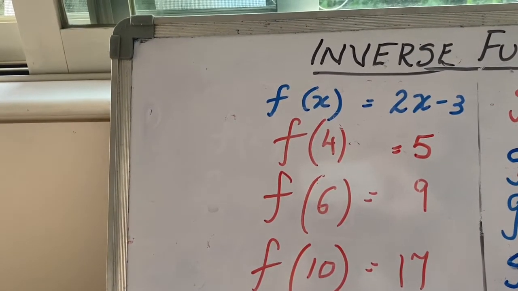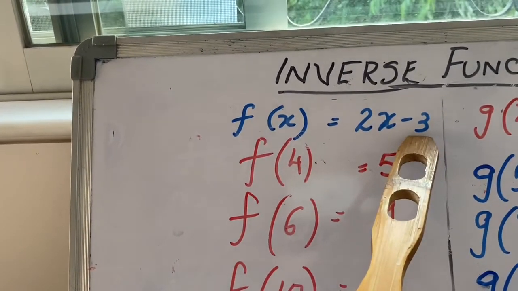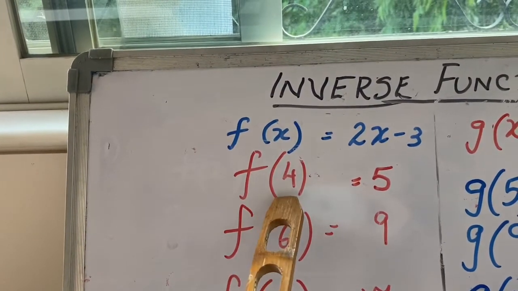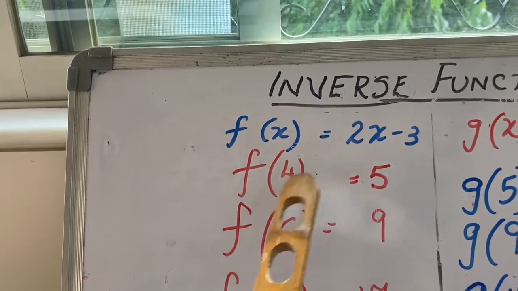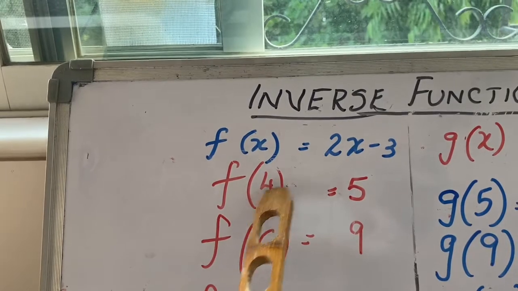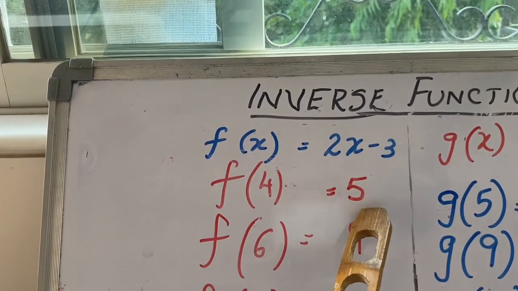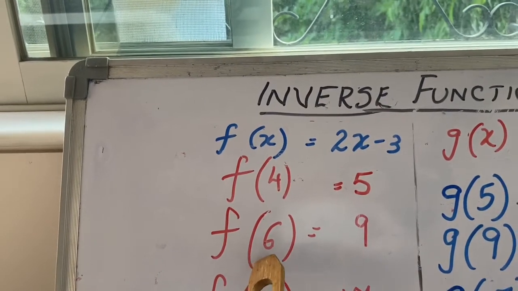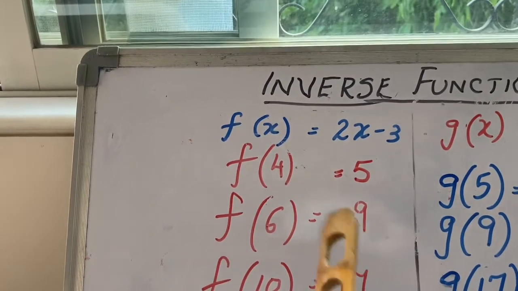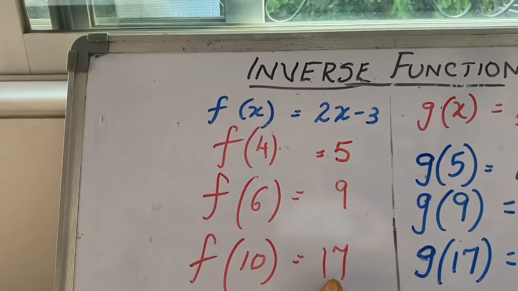For example, let us take a function f of x which is 2x minus 3. Now for this function, if my input is 4, the corresponding output will be 5, where I substitute this 4 in place of x. If my input is 6, my output is going to be 9. If my input is 10, my output is going to be 17.